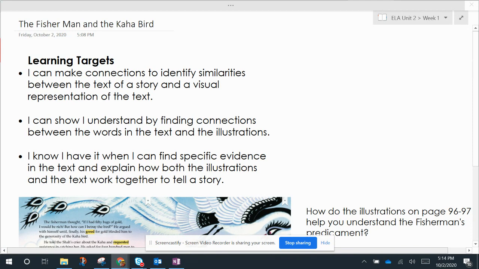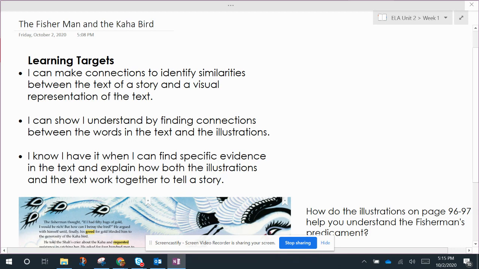So, our learning targets are: I can make connections to identify similarities between the text of a story and a visual representation of the text. I can show I understand by finding connections between the words in the text and the illustrations. I know I have it when I can find specific evidence in the text and explain how both the illustrations and the text work together to tell a story.